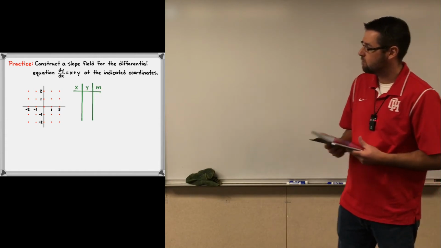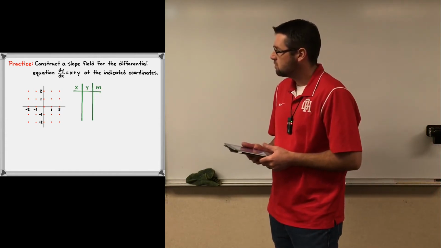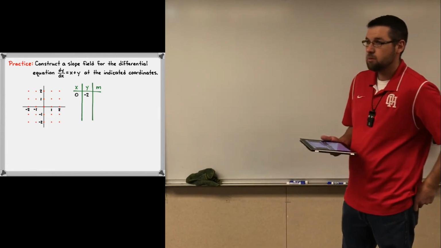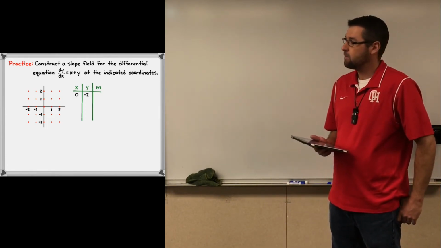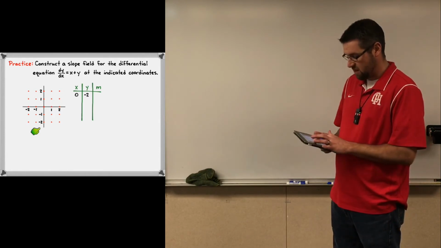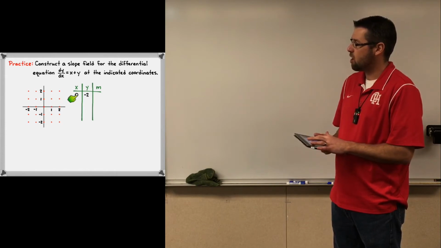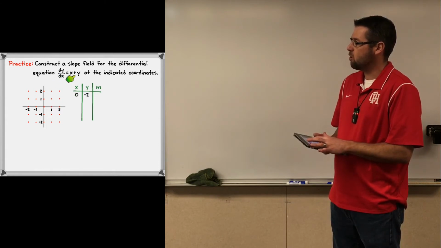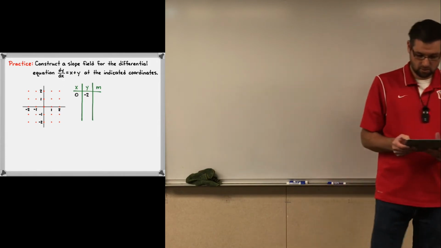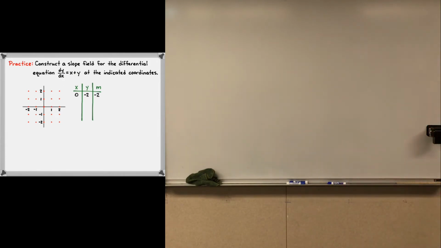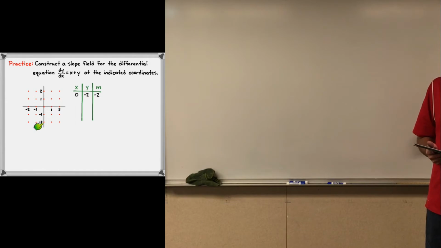Okay, so what's a good coordinate we want to use? How about 0, -2? If I plug in 0, -2, that means I'm finding the slope at this point right here, right? So what would the slope be at 0, -2? I'm just plugging it into the derivative function. X is 0, y is -2, so 0 plus -2 is -2. No, I picked it because it's on the grid. I got to find the slope there.